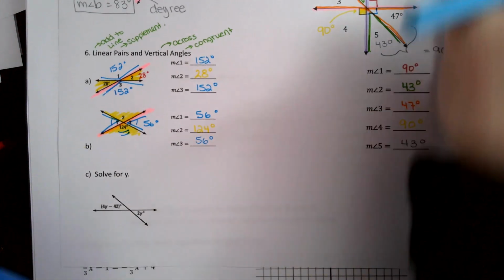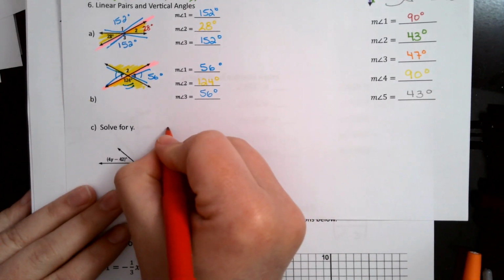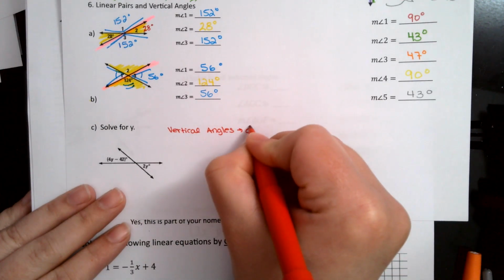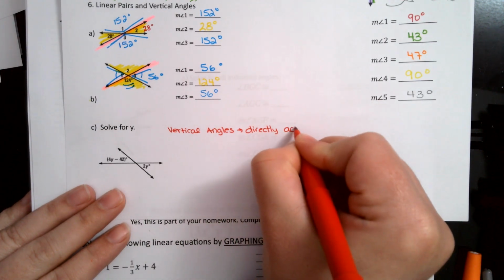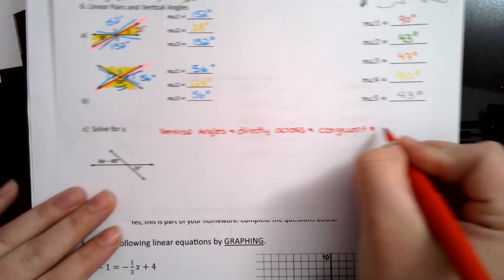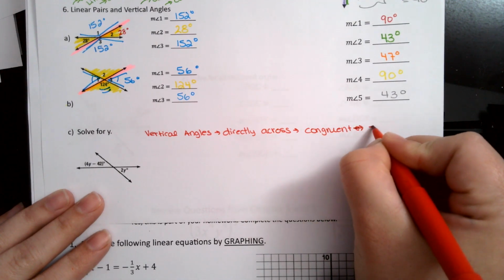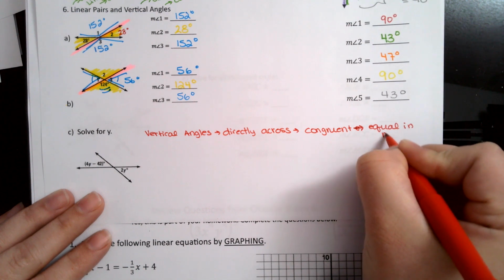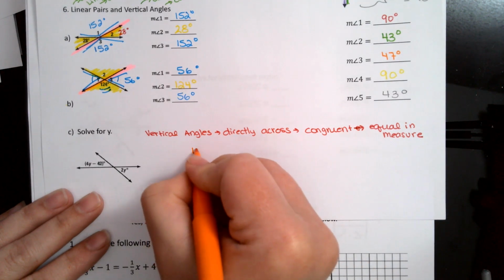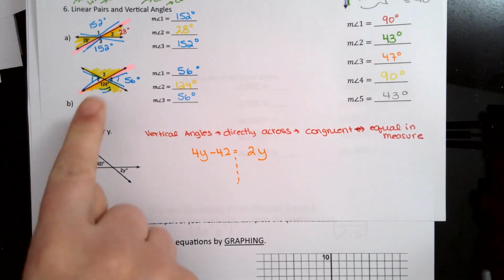Now this one here for C is asking you to solve for y. To solve for y, we're going to do our setup. Okay, what do we have? We have vertical angles. How do we know? Well, they're directly across from each other, which means that they are congruent, which means that they are equal in measure. So our setup is going to be 4y minus 42 is equal to 2y. Dotted line for balance, and we are solving for y.